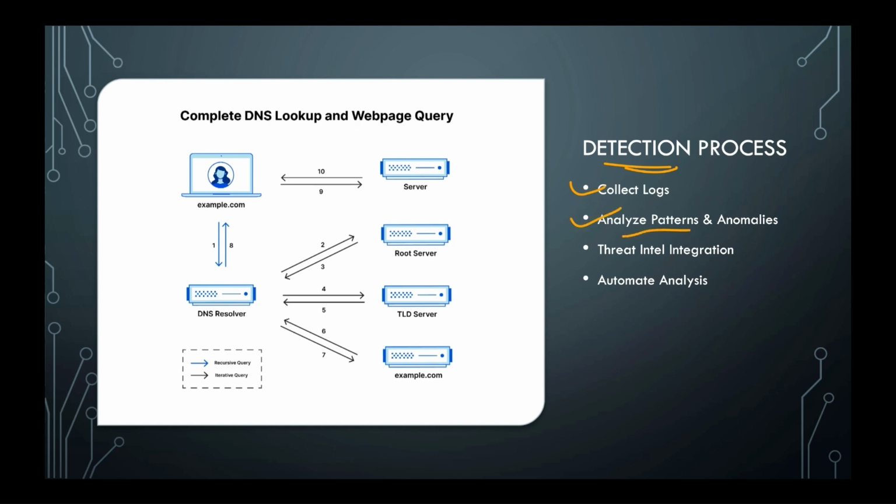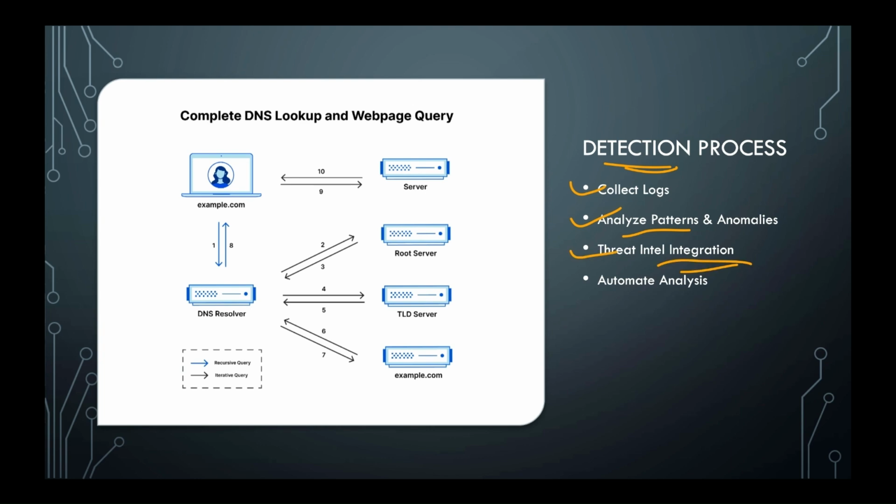Step number two, looking for patterns and anomalies. When analyzing DNS logs, you will want to look for patterns of legitimate activity and compare those to suspicious or anomalous patterns that could indicate a security issue. So here are a few things to keep an eye out for. Number one, unusual domain queries. If you notice an abnormal domain query coming from an internal system, it is a red flag.